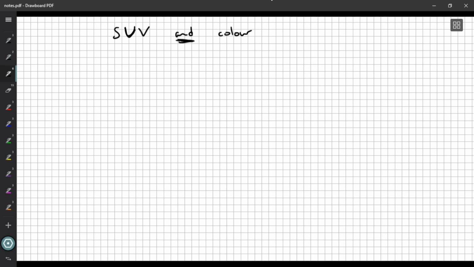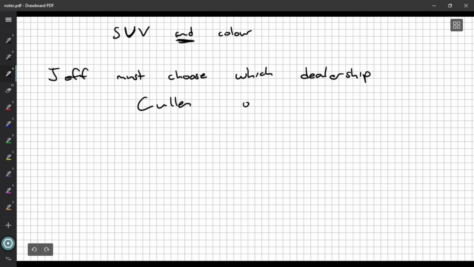So before we actually pick our SUV and our color, first, okay, Jeff must choose which dealership to pick from. Okay. So either we can go with Cullen dealership or Austin & Co. And that "or" tells me, let's split the problem up into buying an SUV at the Cullen dealership, and the other case, buying an SUV at the Austin & Co. dealership, and adding up the results.